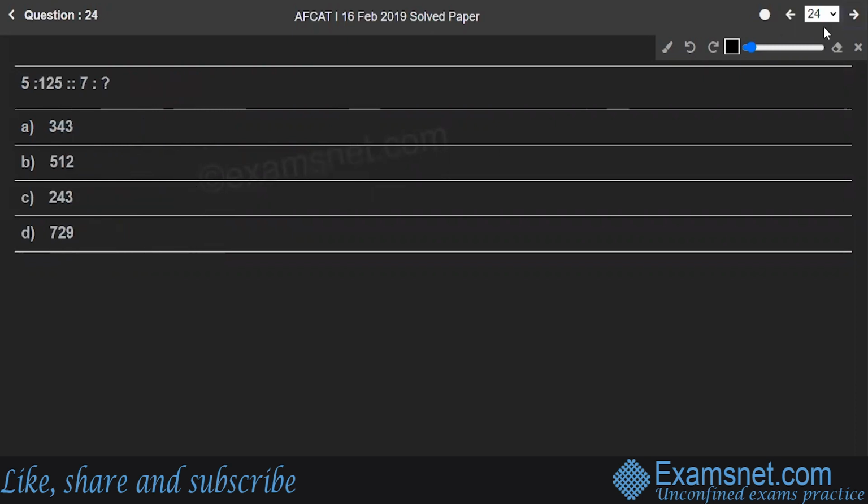Hope you are clear. Next is question number 24. So 5 is to 125. The same way, 7 is related to what? You see, 5 cube is equal to 125. Similarly, if I'm taking 7 cube, this is equal to 343. So pretty easy one. I have option A as the answer.